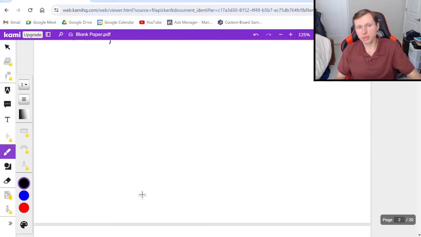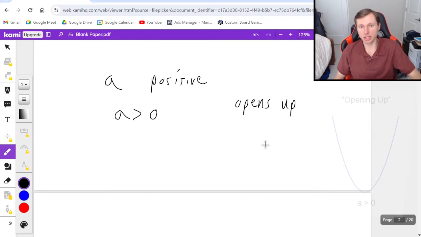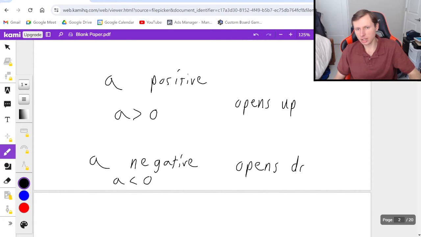Another thing we can tell from standard form: if your a term, the thing in front of the x squared, is a positive number, in other words, a is greater than 0, then the parabola opens upward, so it looks like a smiley face. And if a is negative, in other words, a is less than 0, that is when your parabola opens downward and it looks like a frowny face. And by the way, this is going to be true for all three forms of parabolas. The a term is going to determine if it opens up or down.